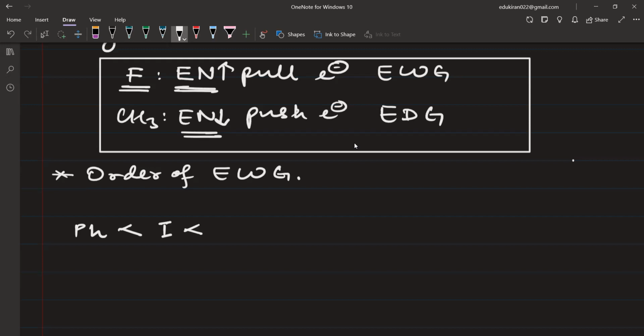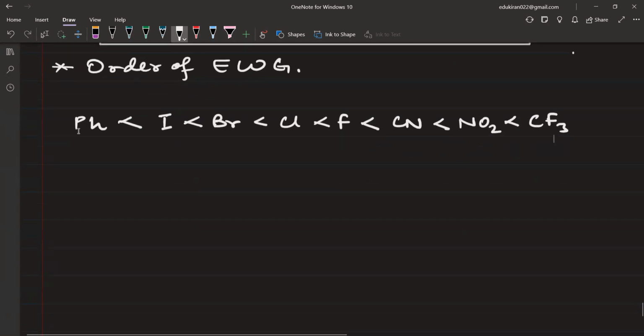Then you have iodine, then we have bromine, then we have chlorine, then we have fluorine. After fluorine, we have CN followed by NO2 and CF3. Okay, so please write this down. Electron withdrawing group ka order, and then you will write this question.